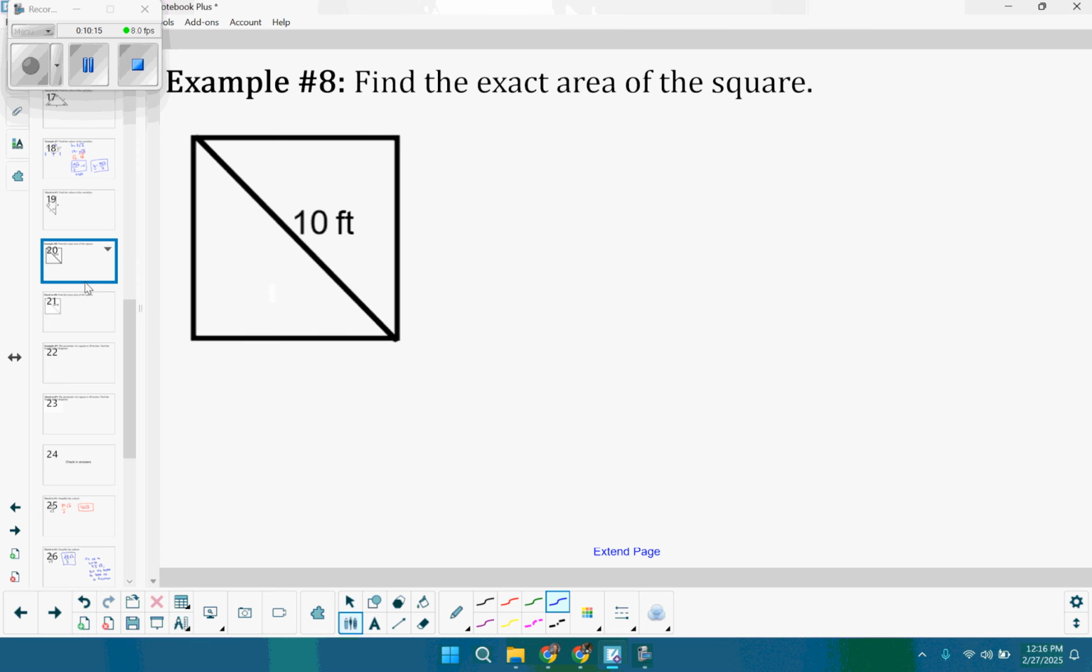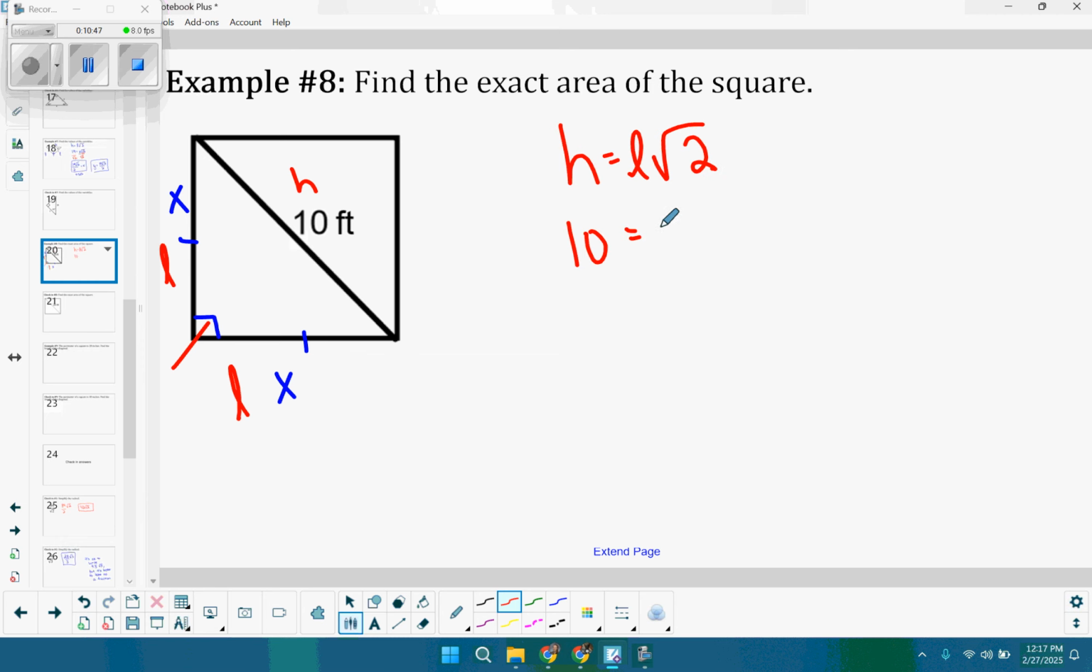So example 8 says find the exact area of the square. So a square we know has all sides congruent and has right angles in the corners. So this is a 45, 45, 90 triangle. Both of these sides are the legs. And the 10, which is across from the right angle, is the hypotenuse. So if I want the area, I want to do length times width, which means I need to know what these sides are. So I'm going to set up h equals L root 2. So 10 equals x root 2.